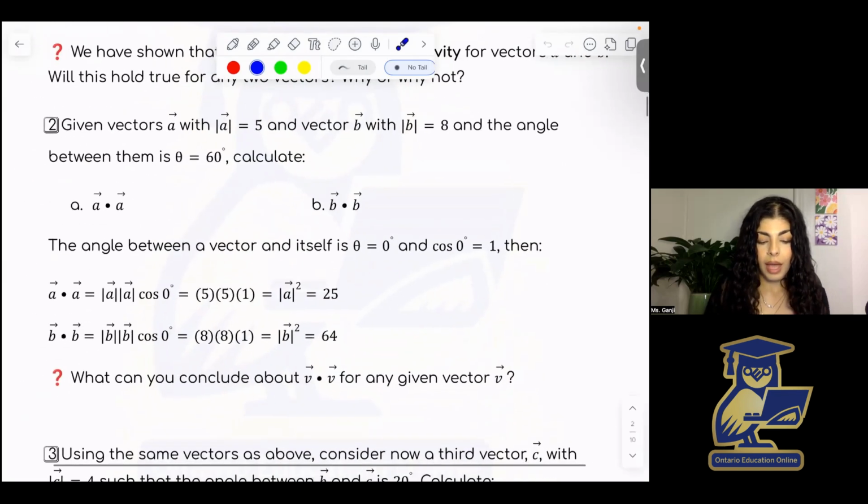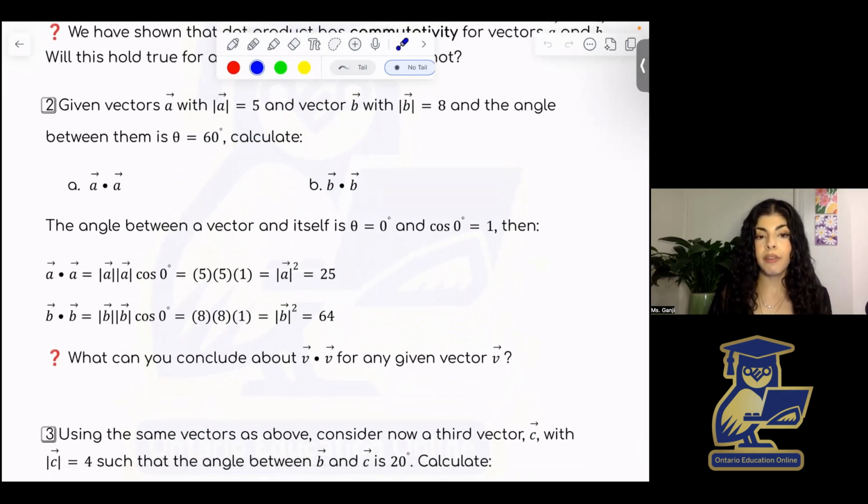For the second one, we have the same two vectors, but now we are calculating the dot product of A with A and the dot product of B with B. The angle between a vector and itself is theta equal to 0 degrees, and cosine of theta is equal to 1. So the dot product of A with A is just the magnitude squared, because cosine of 0 is 1. So we have 25. And the dot product of B with itself is also the magnitude squared, which is 64.